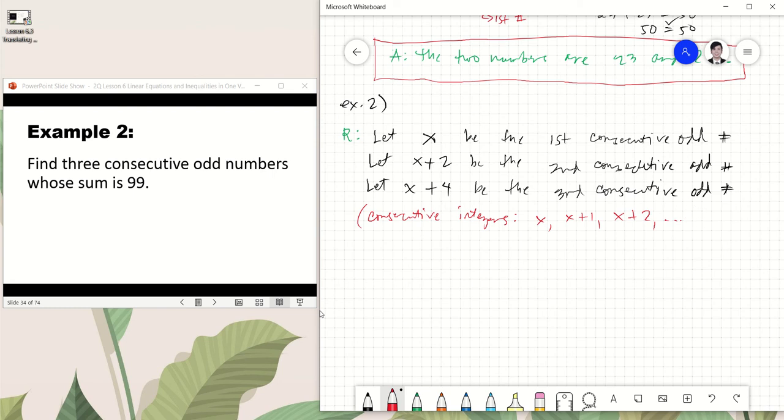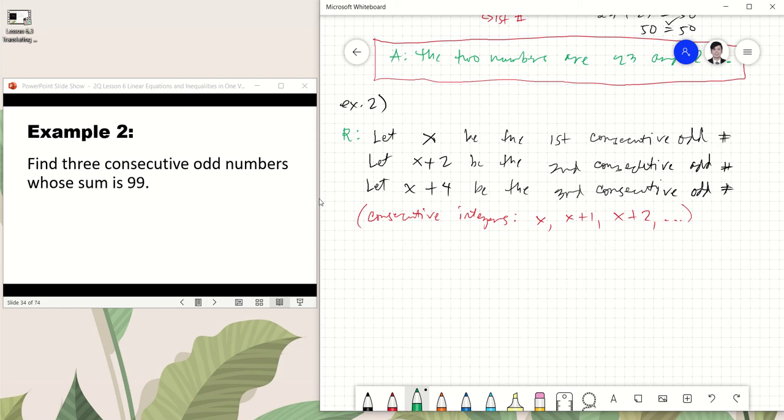Okay, bakit naging plus 1 yan? Diba kung meron tayong consecutive integer, for example, 10, yung kasunod 11, kasunod 12. Para makuha yung pangalawa from the first, we just have to add 1. To get the third, we just have to add 2 from the first. So, kaya naging x plus 1, x plus 2. So, meron na tayong representation.